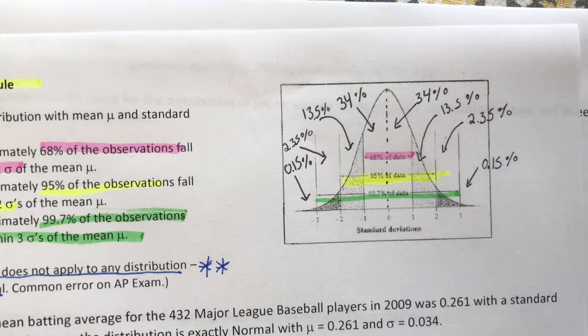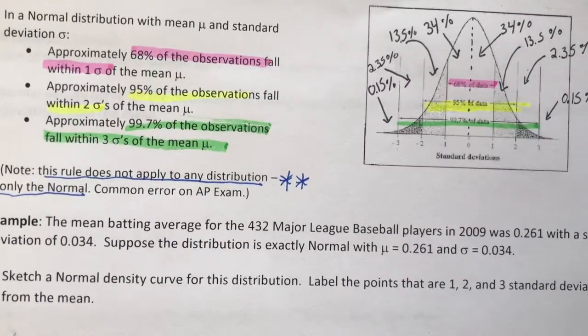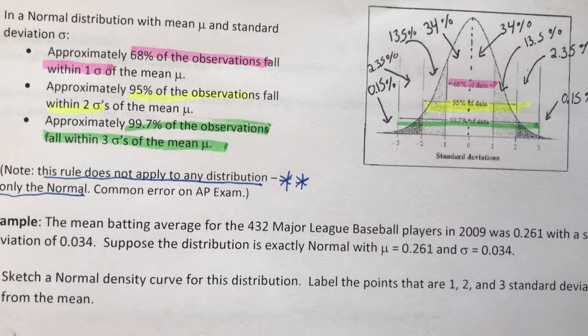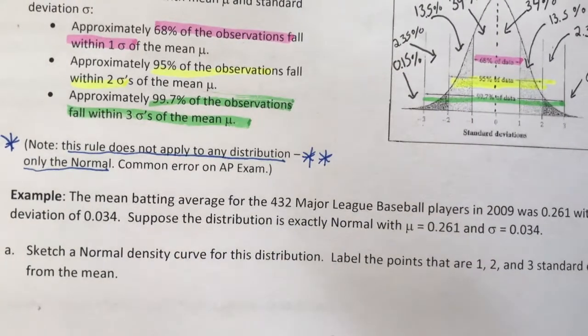So let's take a look at the example. And I should also say before we go on that this 68, 95, 99.7 rule only applies to a normal distribution. It does not apply to just any distribution. So that is a common error that's made on the AP exam, so make sure you pay attention to if it is a normal distribution or not.